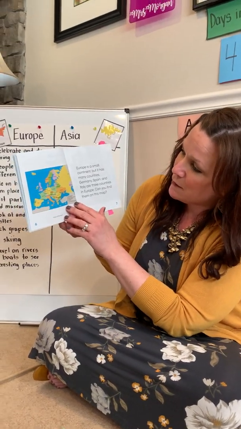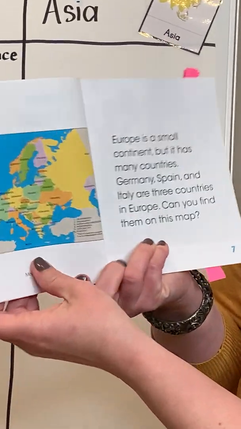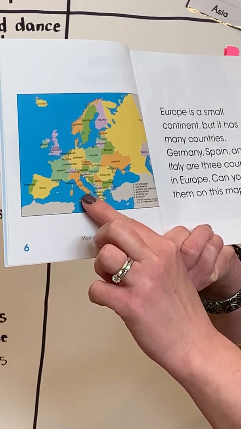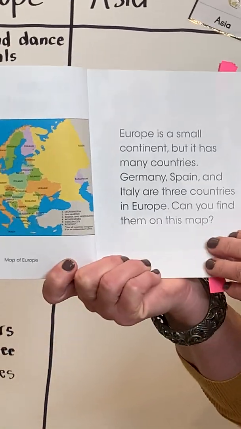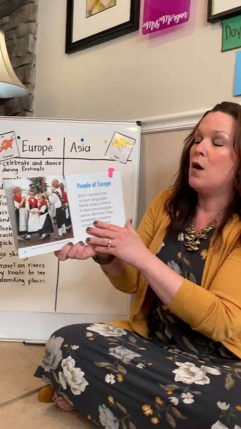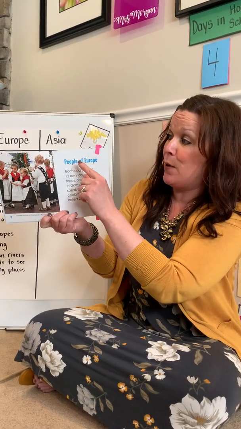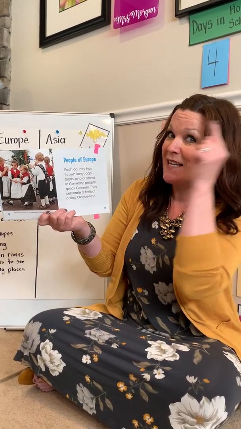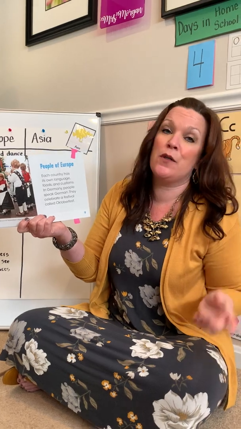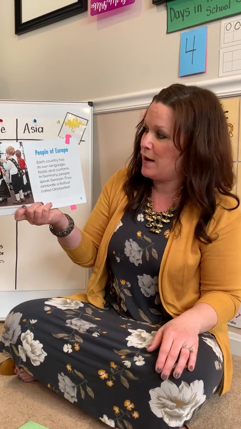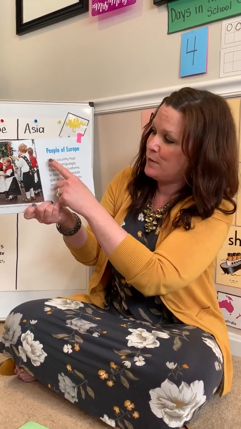And let's see, we have Germany, Italy, and Spain. Ooh, look at this heading, friends. People of Europe. Ding, ding, ding! I know that we're going to find an answer to our focusing question today. What interesting things do people do there? Because it's in the heading.